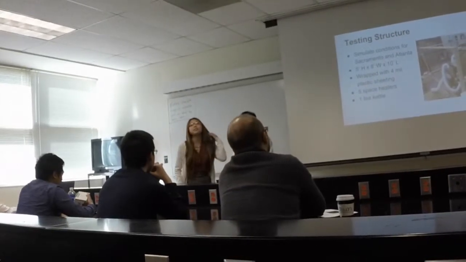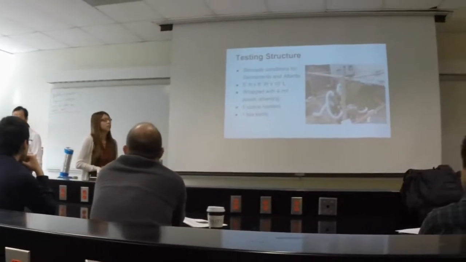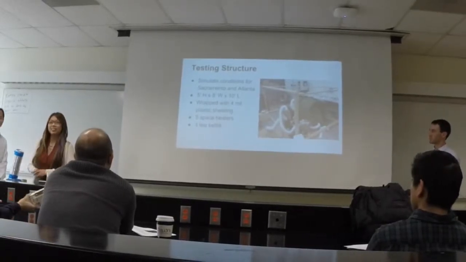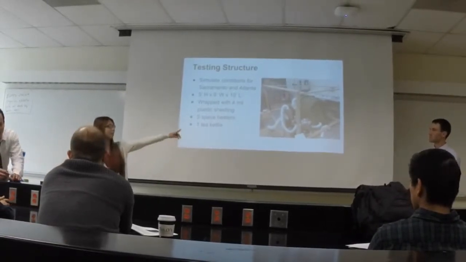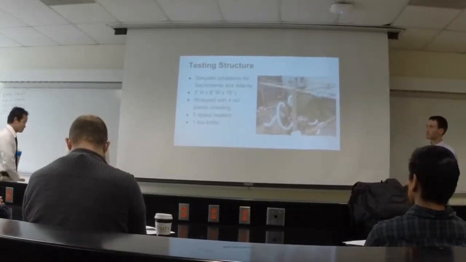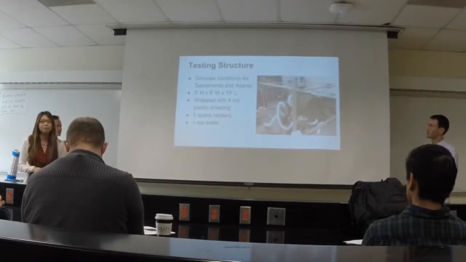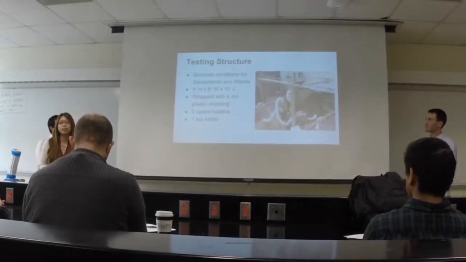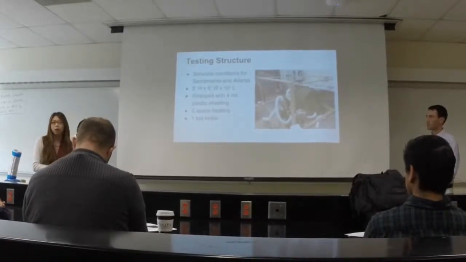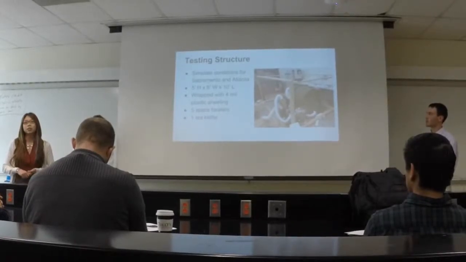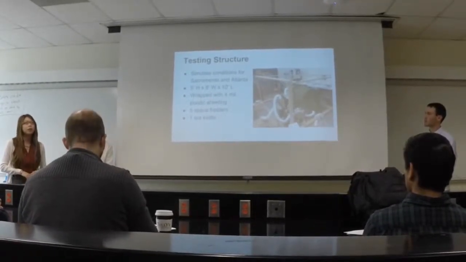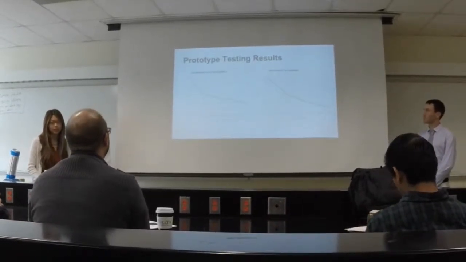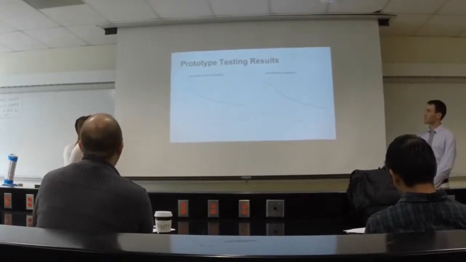Okay, so now that we've done the calculations and chosen our final design, we have to go into testing to verify that everything works out. So we built a testing structure around our final system, which is a 5-foot tall, 8-foot wide, and 10-foot long rectangular structure that we wrapped in plastic sheeting so that we can simulate the conditions of Atlanta and Sacramento. We put in 5 space heaters to get the temperature up to 106 degrees when testing for Sacramento. When testing for Atlanta, we added a tea kettle to increase the relative humidity inside the space.